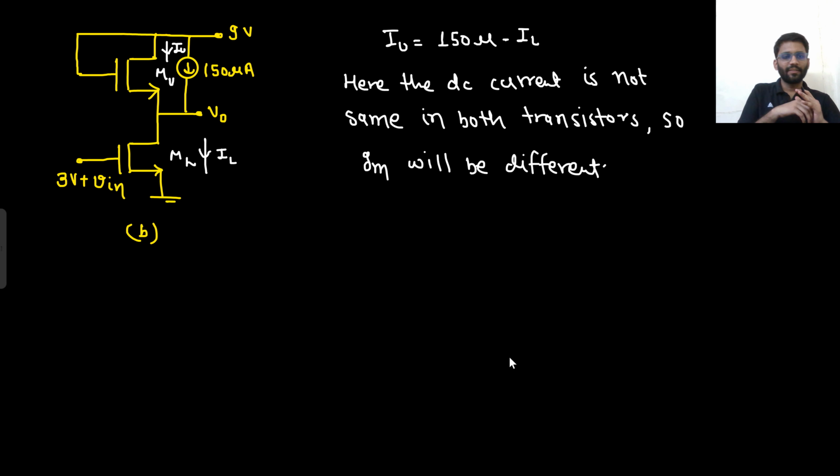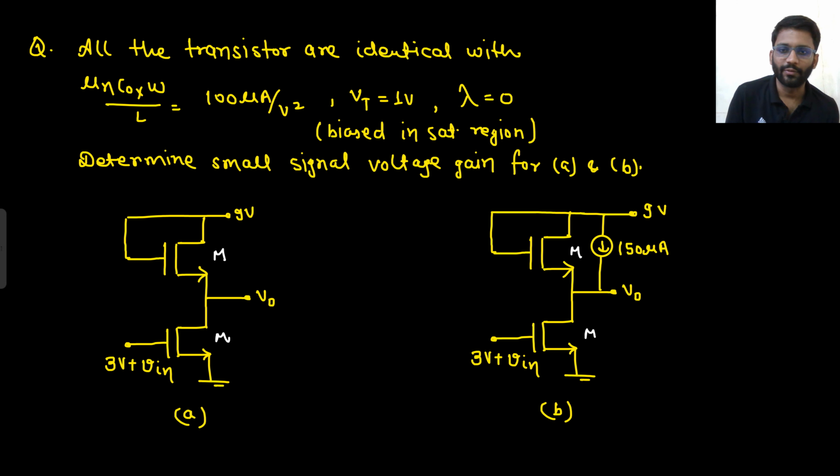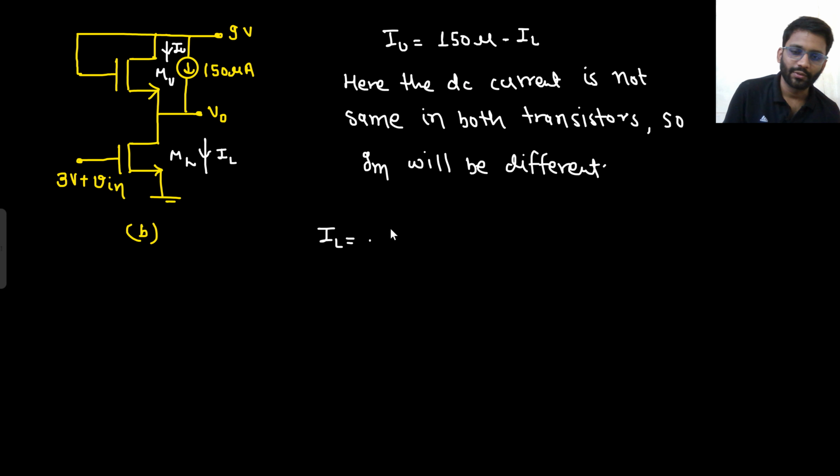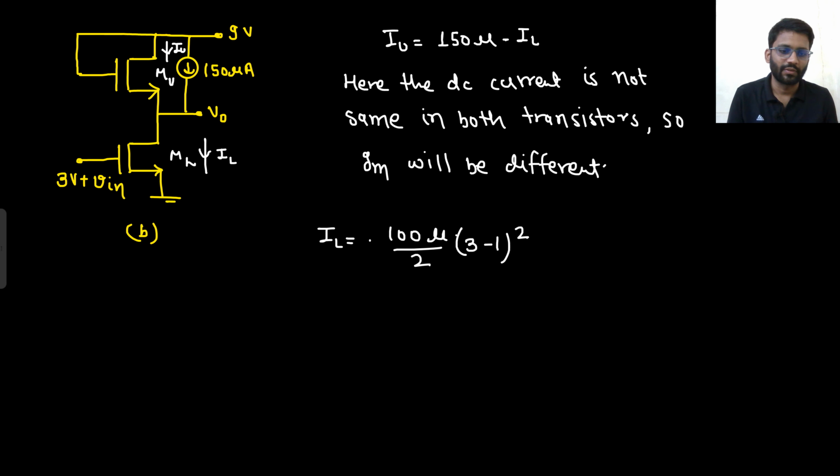So how can you calculate the gm of both of them? You need to find the relation between both of the gm. So let's first find the value of IL. What is the value of IL? That would be mu n Cox W by 2L times VGS minus VT whole square. I can directly write down the value. Mu n Cox W by L is 100 micro. You know the value of VGS here, that is 3, minus VT. VT is 1, squared.